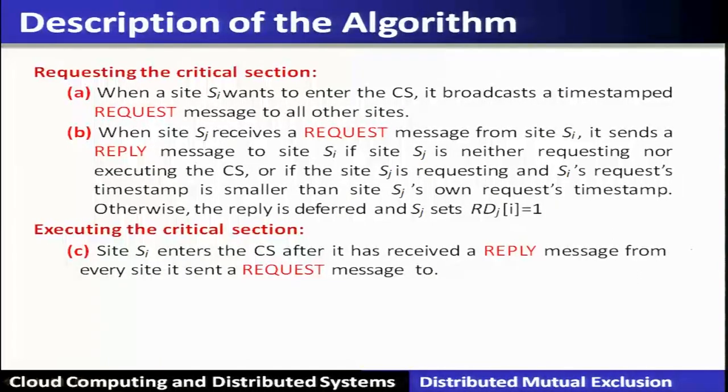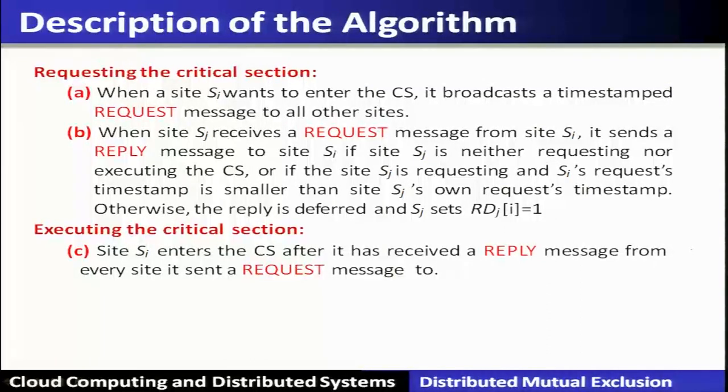When a site SI wants to enter the critical section, it broadcasts a timestamped request message to all of the sites. Now, when a site SJ receives a request message from site SI, it sends a reply message to SI if site SJ is neither requesting nor executing the critical section, or if site SJ is requesting and SI's request timestamp is smaller than SJ's own request timestamp. Otherwise the reply is deferred, and SJ sets RD_J[I] equal to 1. Why? Because SJ has not yet replied to SI.